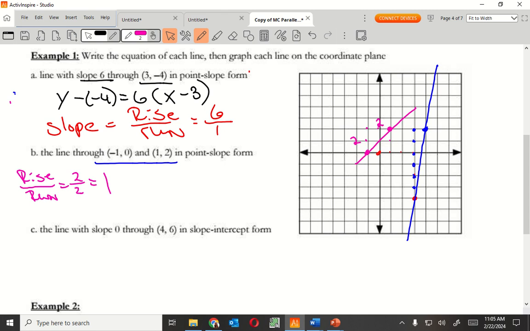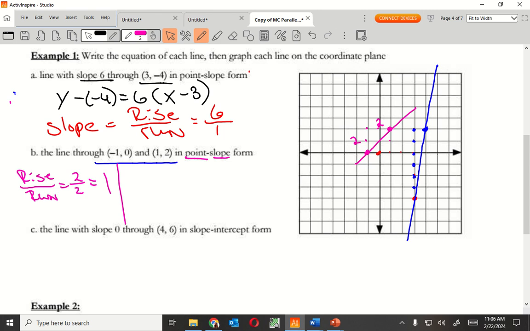So now since my slope is 1, do I now have enough information to use point slope? Say yes. Yes. Why? I have a slope now, and I got 2 points. I got extra points. Do I need both points? I don't need both points. I can just pick one of them. I'm just going to pick one. So I'm going to pick the first one because why not?